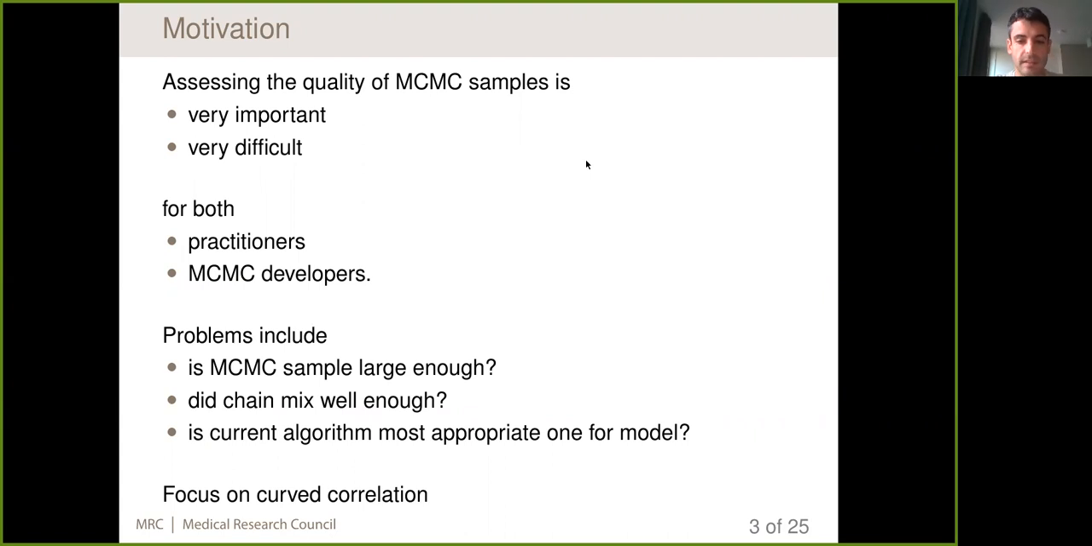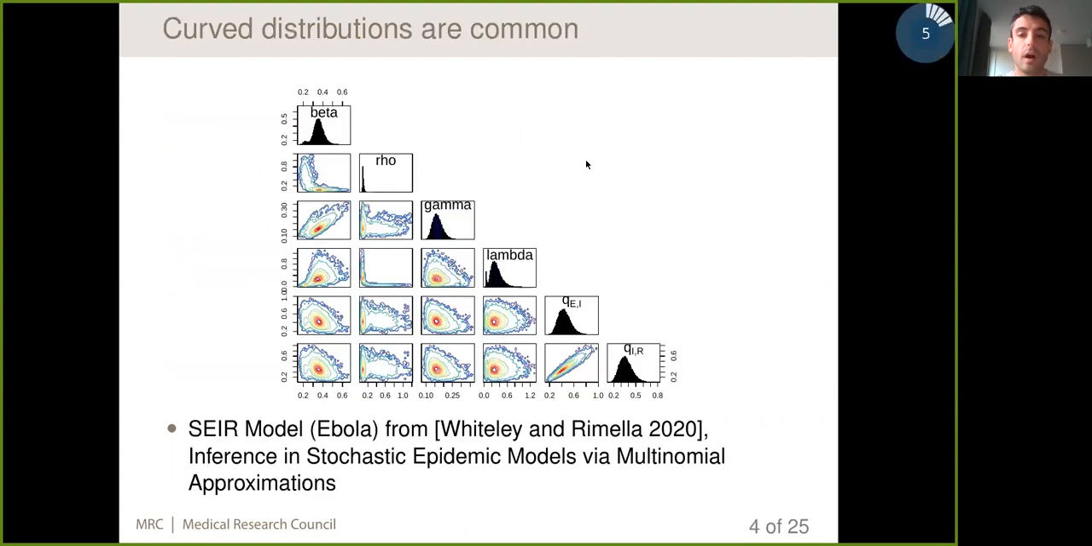I'm going to talk about these things slightly more in detail in the context of when the posteriors from the model have curved shapes. So why is that? Because curved shapes are actually more common than people think. This is an example from epidemiology. It's a posterior from a SAM model on Ebola data from a paper from a colleague of mine. And we were chatting about this, and we basically casually discovered that at least two of his posteriors have curved shapes, and the others don't look very nice either.